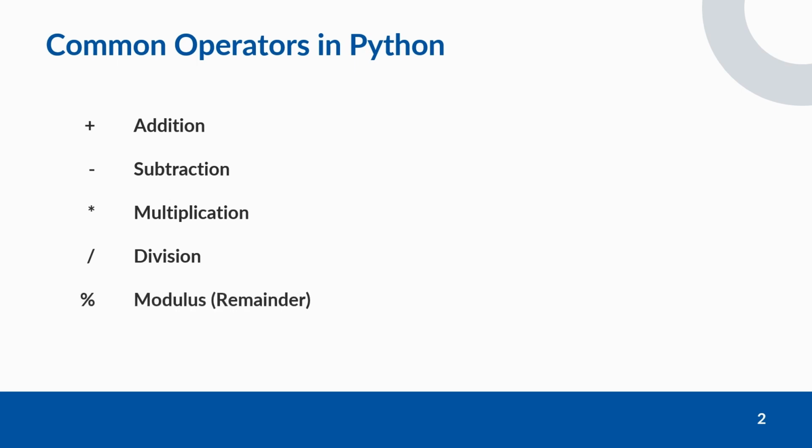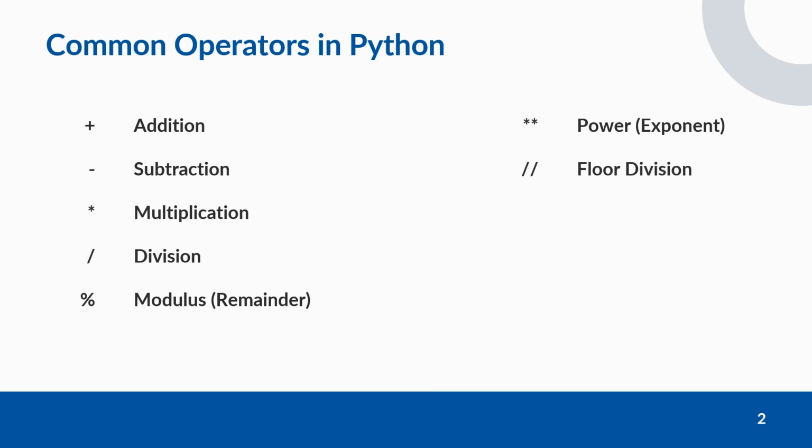The percentage sign or the modulus operator. It is used to return the remainder obtained after dividing the two numbers. For example, 5 modulus 2 will give you 1, which is the remainder of the division of 5 by 2. The power or exponent operator, denoted by the double asterisk sign. When this operator is utilized, it computes the result of raising the left operand to the power of the right operand, yielding the resultant value.